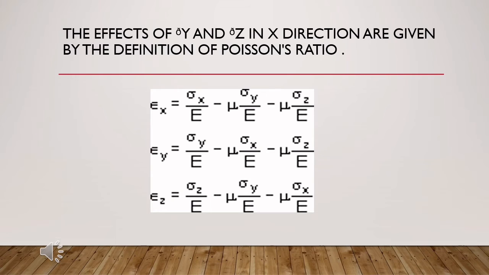The effects of sigma y and sigma z in the x direction are given by the definition of Poisson's ratio: negative Poisson's ratio times sigma y divided by Young's modulus, and negative Poisson's ratio times sigma z divided by Young's modulus. This negative sign indicates that if sigma y and sigma z are positive, for example tensile, they tend to reduce the strain in the x direction. Thus the total linear strain in the x direction is given.